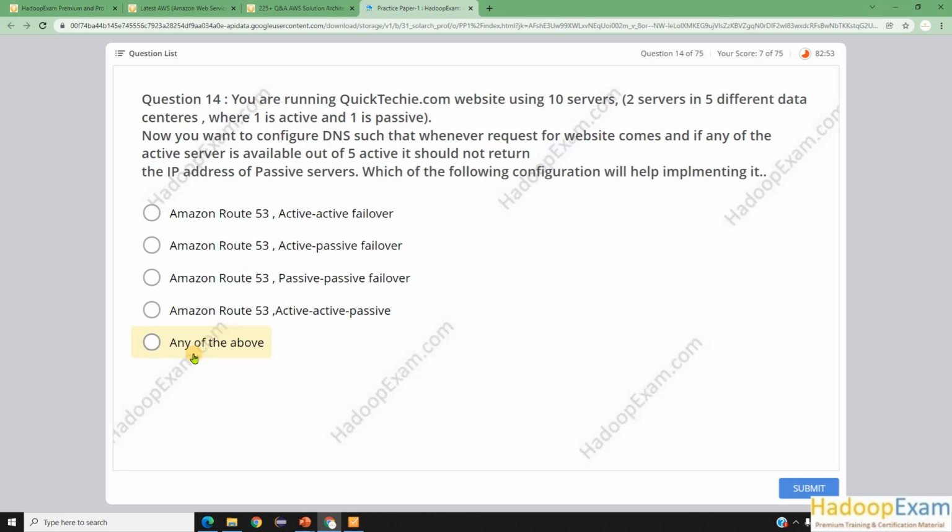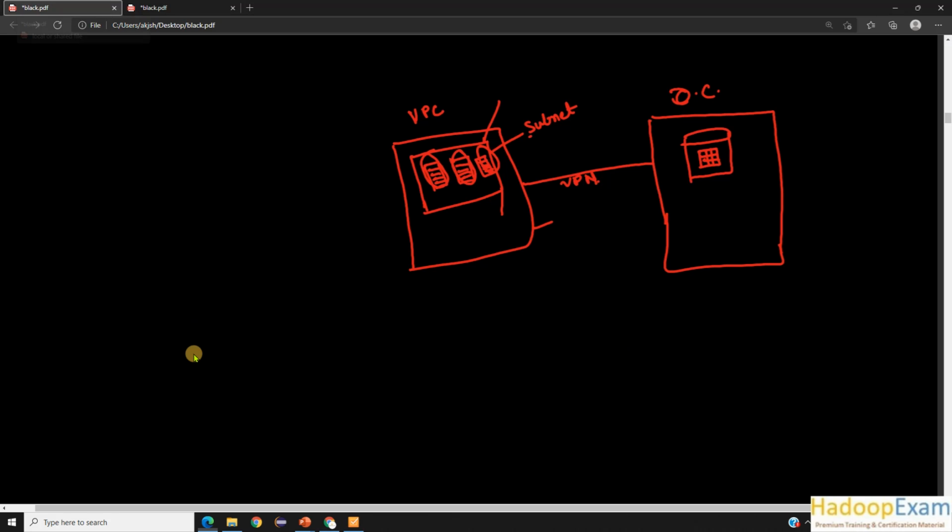Question number 14 says you are running quicktechie.com website using 10 servers. So you have 2 servers in 5 different data centers, where one is active and one is passive. Let me first draw this design before answering this question.